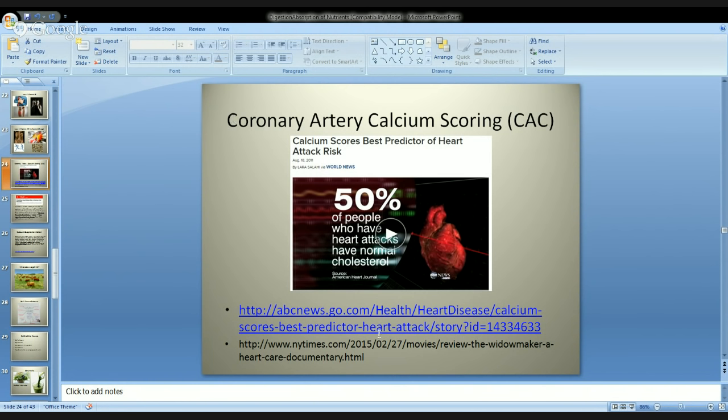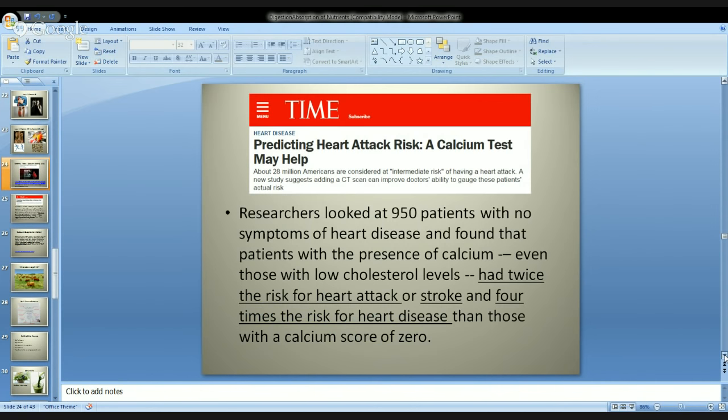This is a way better predictor of heart attacks than cholesterol. A lot of the doctors are not really flexible in their thinking, so it's going to take a while before they accept this, but I'm not going to wait that long. Here's another Time magazine, so we know it's true. It says, predicting heart attack risks, a calcium test may help.